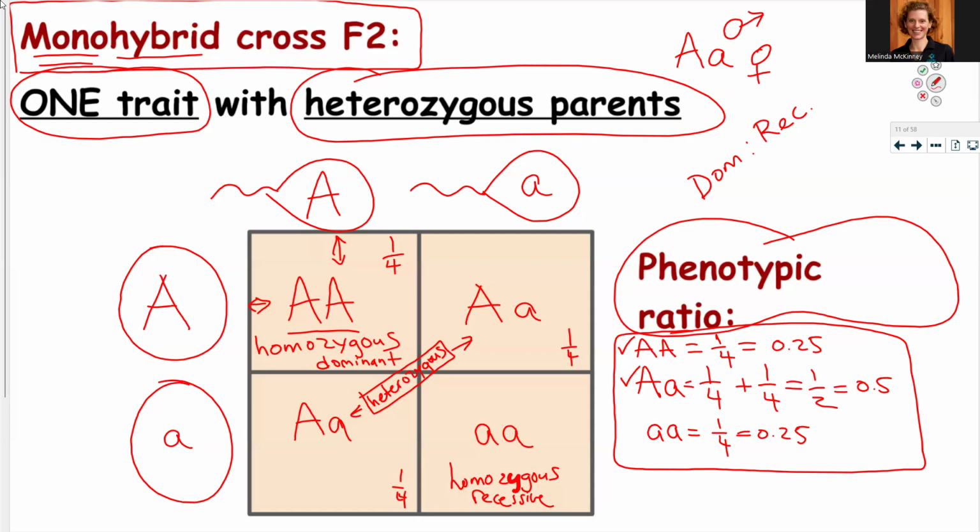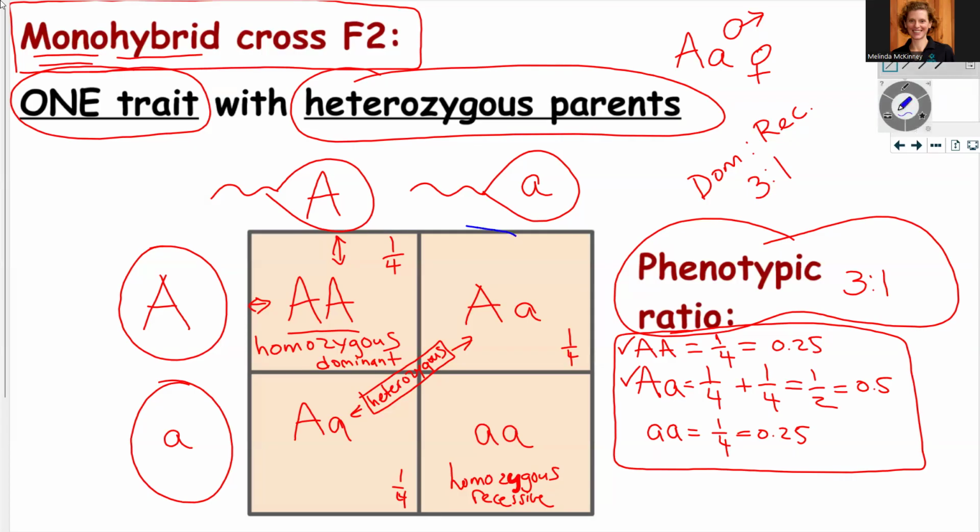So the dominant is going to be 3 out of 4, 0.25 plus 0.5, right? That's 0.75 probability, or 3 out of the 4 squares. So the ratio is 3 with that dominant allele to 1 recessive allele. So that's a 3-to-1 ratio.